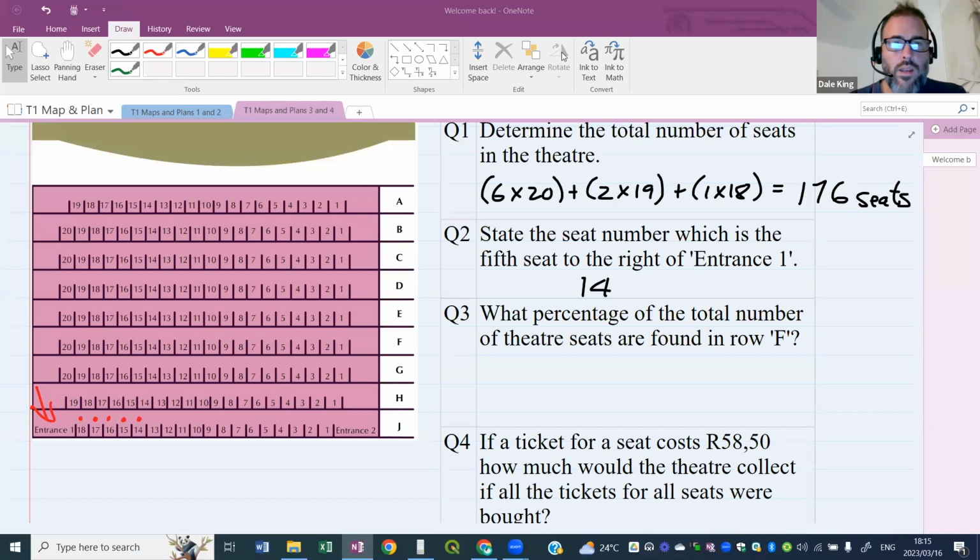No, the 1 is for the word entrance. So it's entrance 1, because on the other side we've got entrance 2. So that word, the entrance, the 1 belongs to that word. What percentage of the total number of theater seats are found in row F?